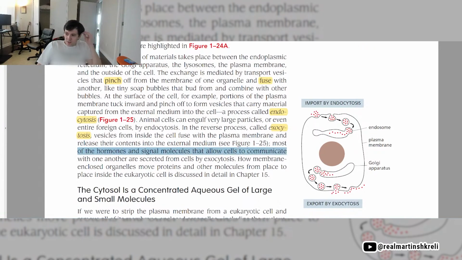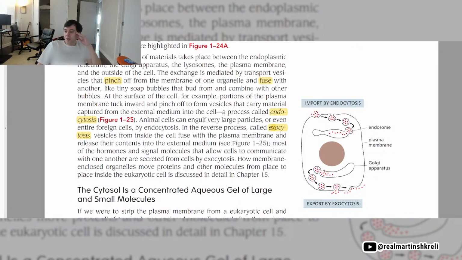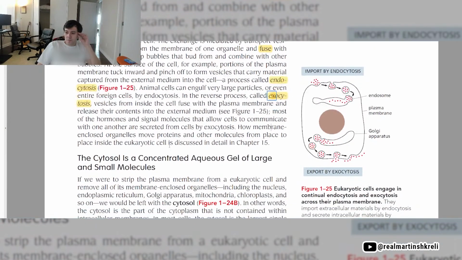Most of the hormones and signal molecules that allow cells to communicate with one another are secreted from cells by exocytosis. How membrane-enclosed organelles move proteins and other molecules from place to place inside the eukaryotic cell is discussed in chapter 15. It's like a huge factory that needs very detailed instructions on how to ship everything from one place to another.